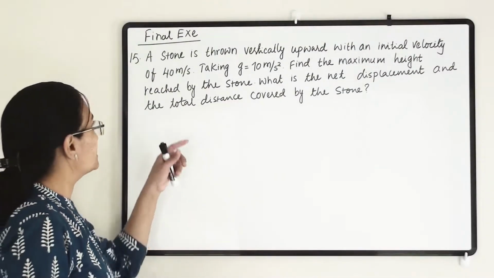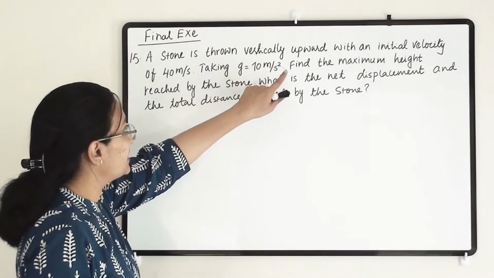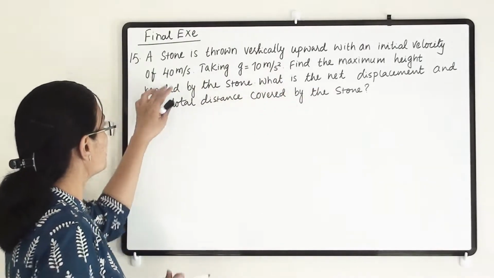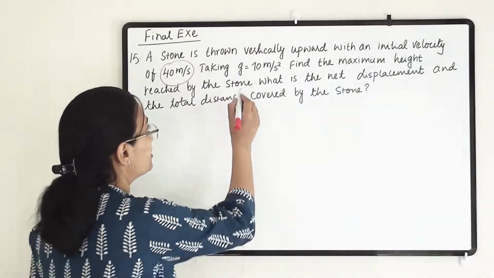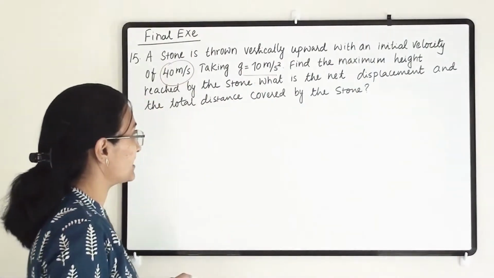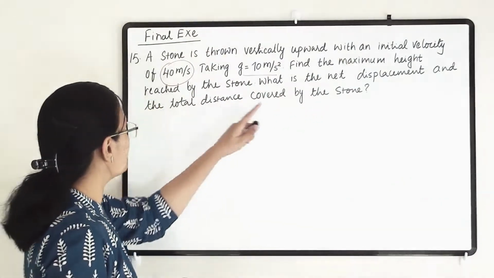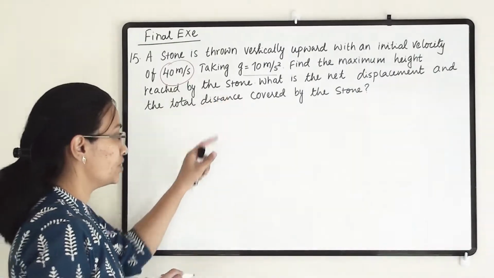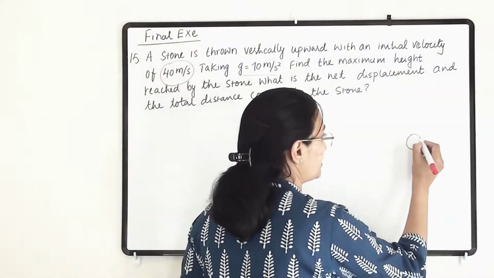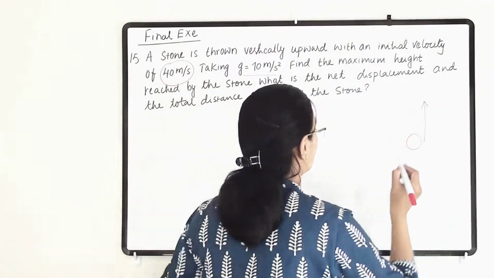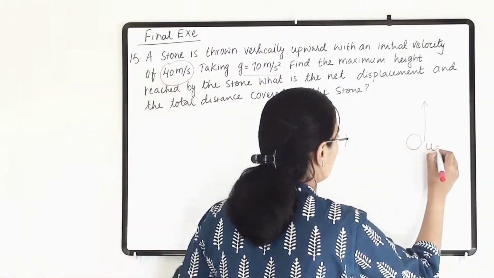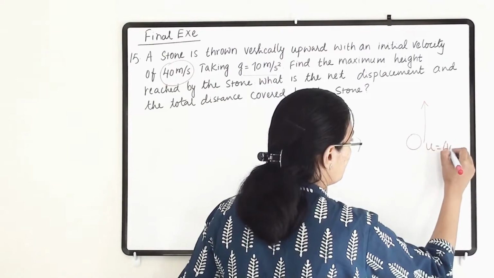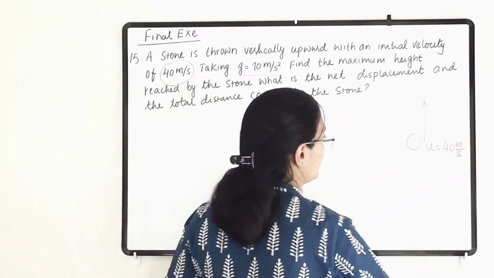15th question is, a stone is thrown vertically upward with initial velocity of 40 meter per second. Taking g equals to 10 meter per second square, find the maximum height reached by the stone. So one stone, we are throwing it upward, and they have said that this much is the initial velocity. So u equals to 40 meter per second.